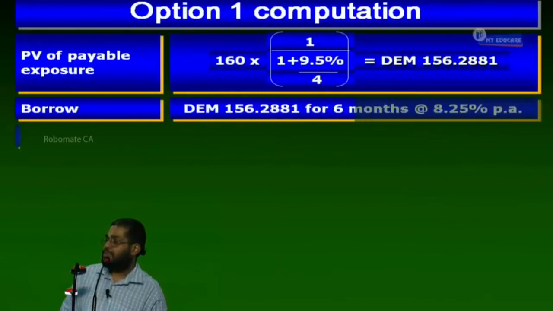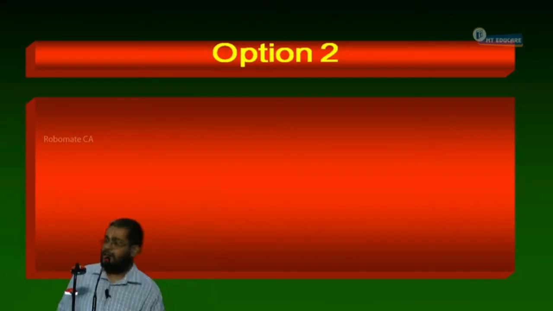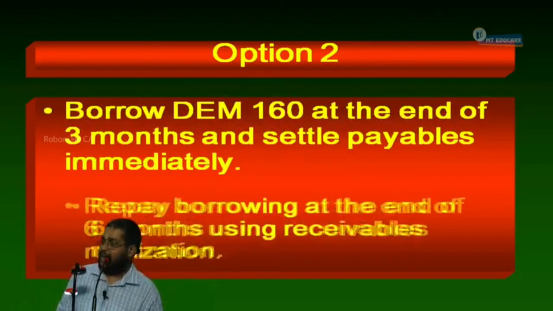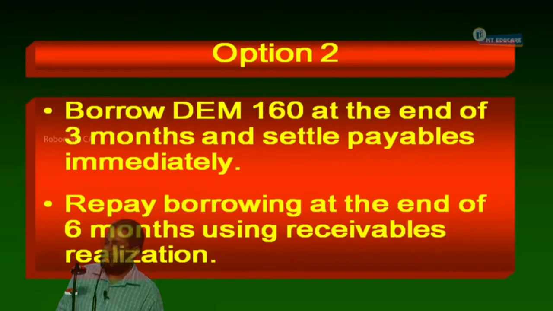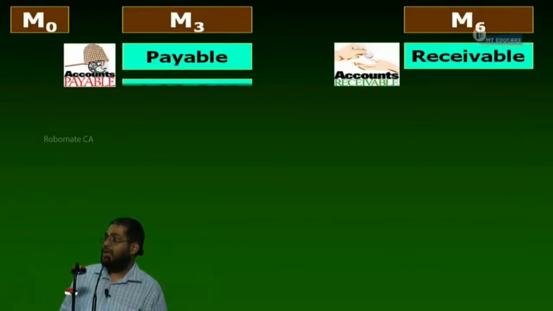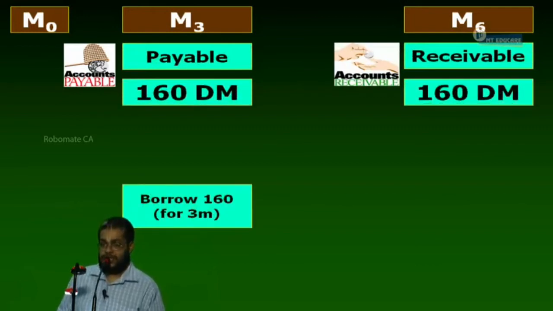Okay. Now, the first strategy I have just explained. You can understand the 2.735 or not. Now, next is to borrow 160 thousand at the end of 3 months and settle the payable immediately. Then repay the borrowing at the end of 6 months using what? The receivable exposure. Right or not? Now tell me, month 1, month 3, and then what? Month 6. Okay. Anything I am going to do today? Nothing. Borrow how many thousand? 160. For how many months here? 3 months.